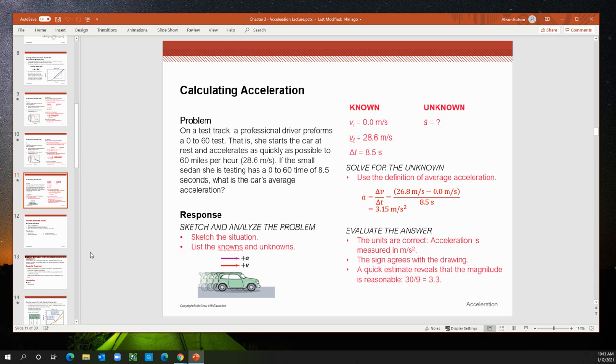So again, here we find change in velocity and we divide by time interval. Here the ending velocity is 26.8. The starting velocity is 0. So we have a change here of plus 26.8, an increase in speed. We divide by time, 8.5 seconds, and we find that the acceleration is 3.15 meters per second, or again, the abbreviation is 3.15 meters per second squared.